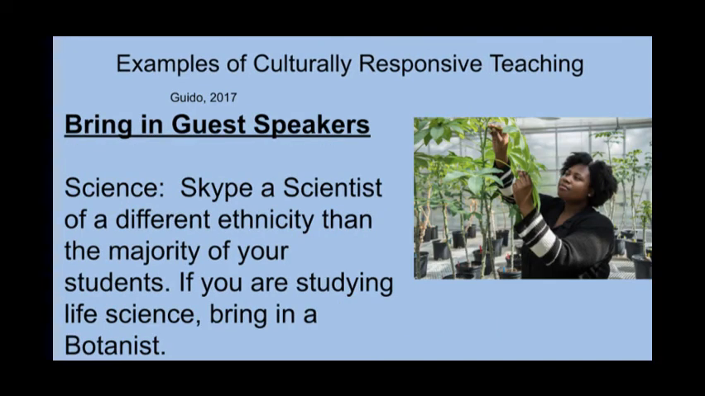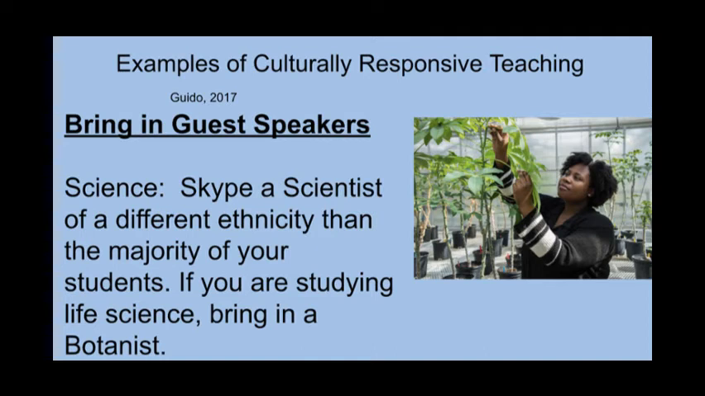You can also make CRT in science class. A lot of people think science is its own entity, but you can use CRT by Skyping a scientist. There are many scientists through Skype that you can meet with for free.